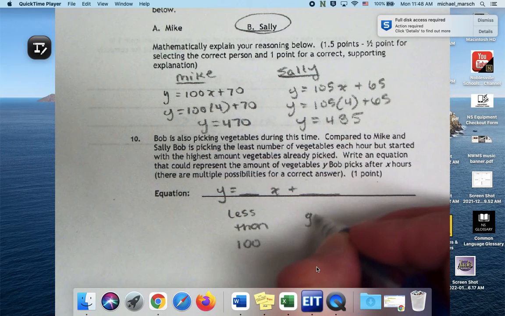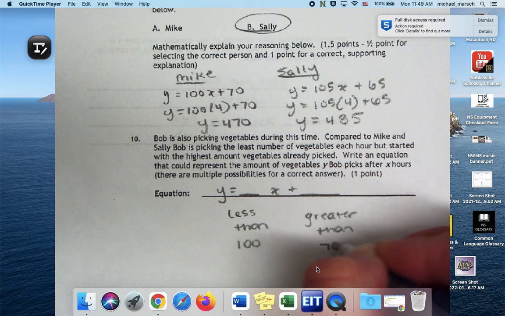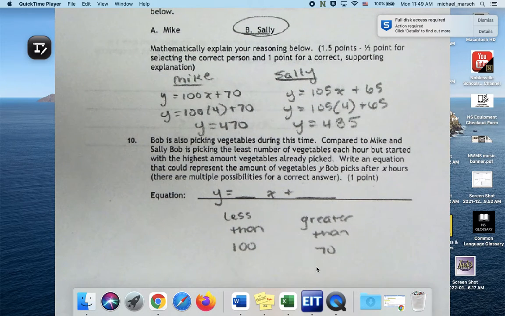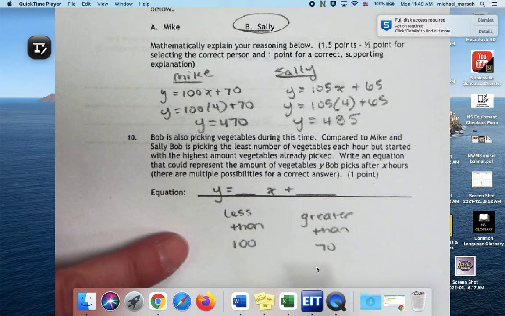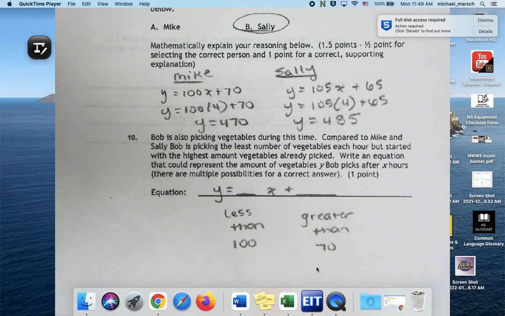What does this number have to be greater than? More than 70. How did you know that? Because it says he'll have the highest amount picked, so. Yep. Excellent. So somebody tell me, what could your equation be? Remember, this is one on the quiz where we could all have different answers, and that's fine as long as they meet these requirements. Maggie?